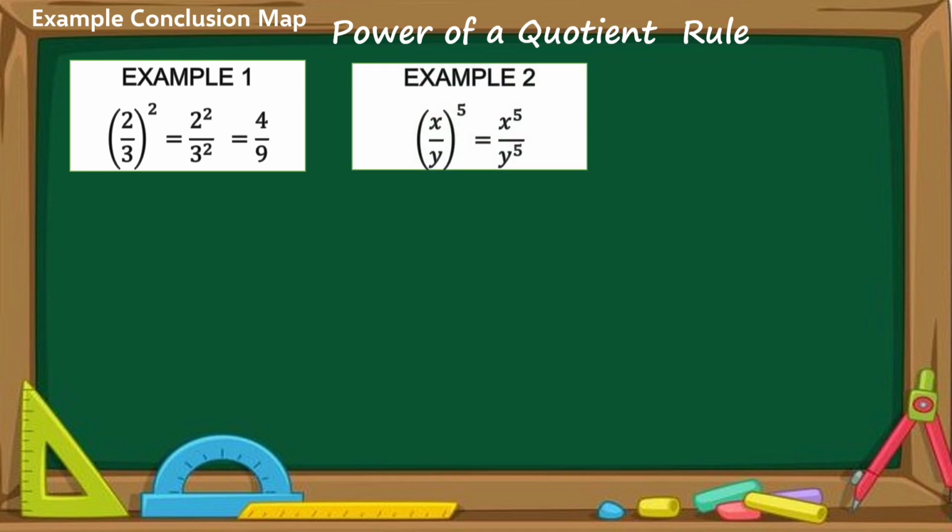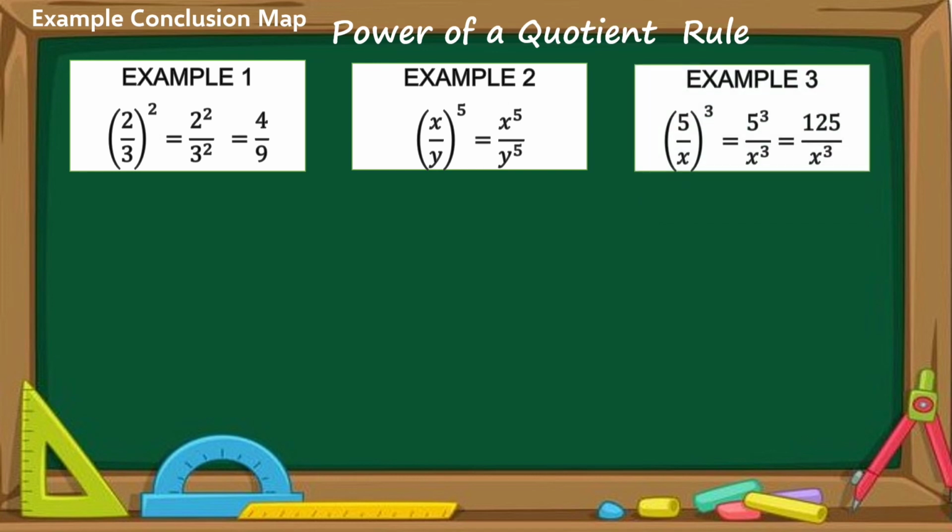Second example, we have (x divided by y)^5. It is equal to x^5 over y^5. Last example, we have (5 divided by x)^3. That is equal to 5^3 over x^3. The value of 5^3 is equal to 125. Therefore, the answer is 125 over x^3.